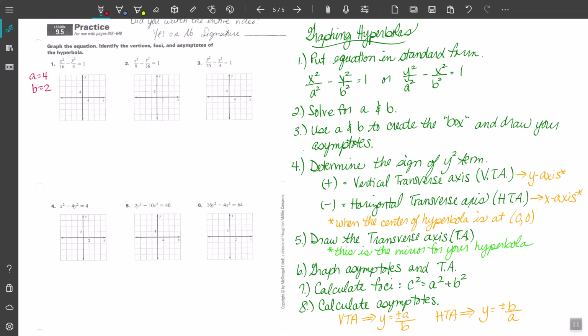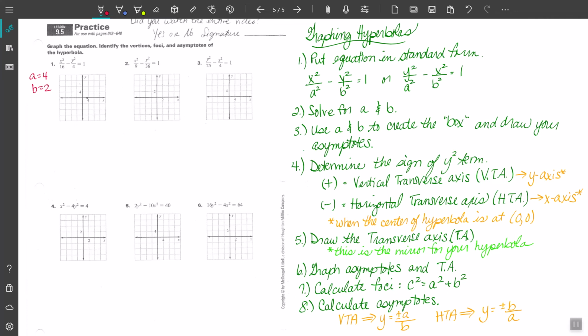So what you're going to do is look at where your a term is and where your b term is. In this case, my a term is under my x squared and my b term is under my y squared. So this is important because this 4 units is going to be situated left and right on the x-axis. Right here, I'm going to come from the center, because we're assuming in each of these problems that the center of our hyperbola is right here at the origin.